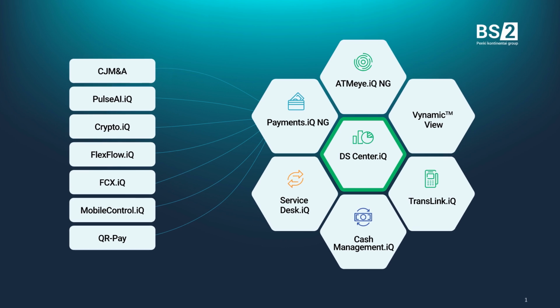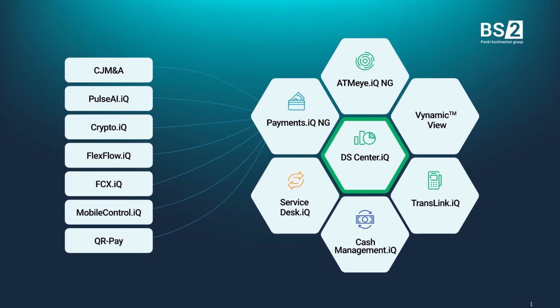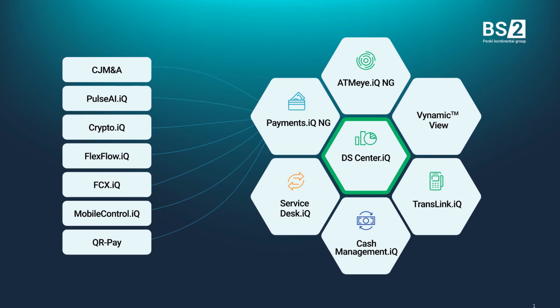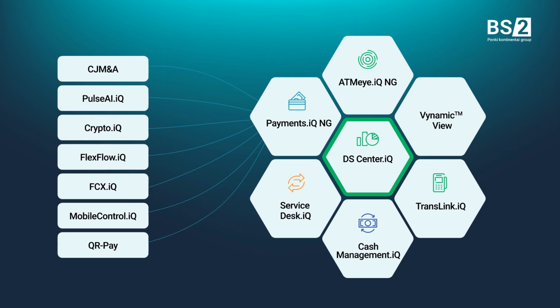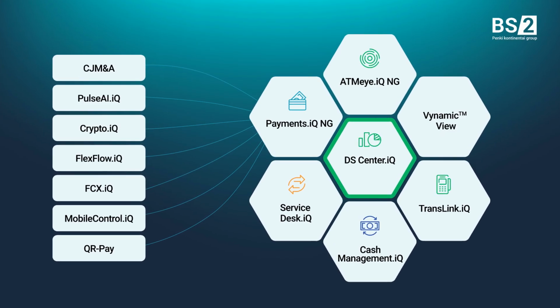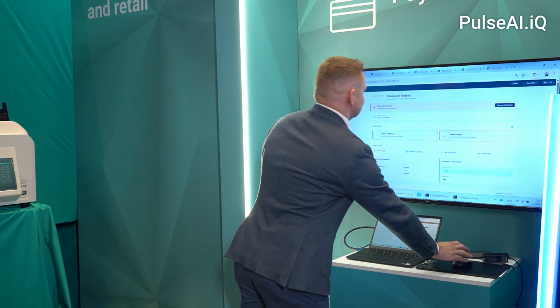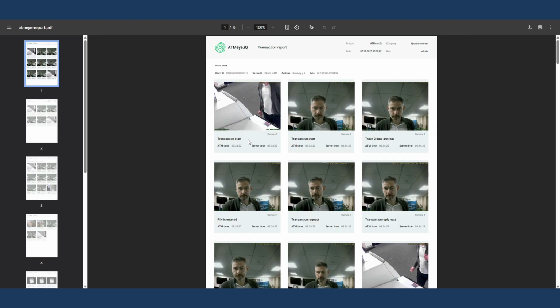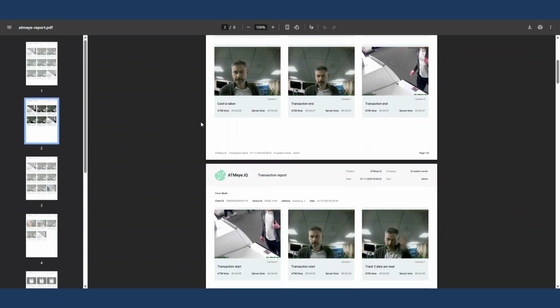The iQ family represents a comprehensive ecosystem of products, and in cases where the situation is quite contentious, there's an opportunity to examine it. To get the information from a related system, ATMeye.iQ, directly from the transaction analysis, we click on the button, View from ATMeye.iQ. We can see what was happening at that very moment during the transaction at the ATM. We can also view the video recording for further analysis.